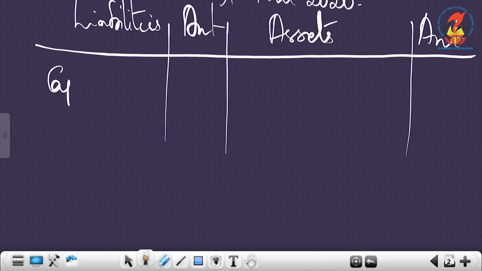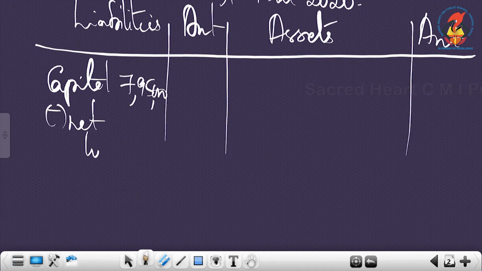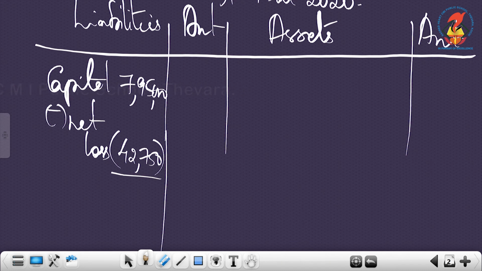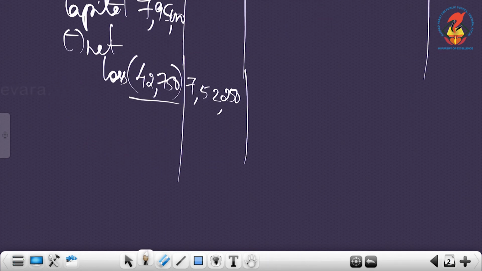We'll start with capital on the liability side since I am following the permanence order. Capital is 7,95,000, and since it is a net loss, you have to write less net loss 42,750. Then add drawings. See whether you have drawings in the question. Okay, we don't have any drawings in the question, so with this you can write the final amount in the outer column, 7,52,250. Write this net loss within brackets because it is a negative figure.